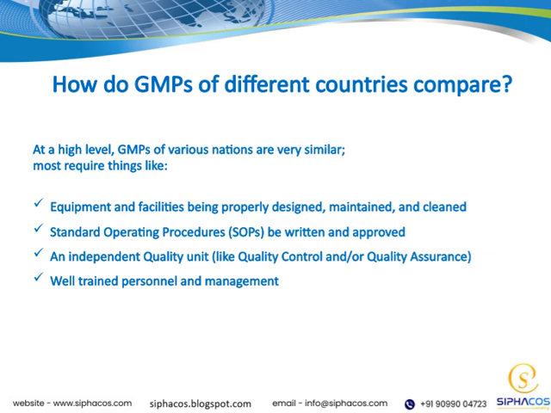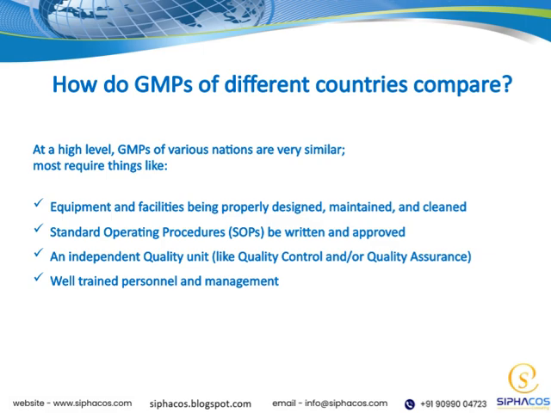Additionally, GMPs typically mandate an independent quality unit, which can be called quality control or quality assurance. This team plays a crucial role in overseeing compliance and ensuring the product meets all quality standards. Well-trained personnel and management are also essential. Having knowledgeable staff who understand GMP principles helps prevent errors and maintains high standards throughout production.